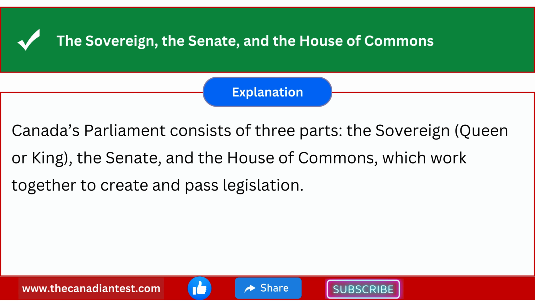The correct answer is the Sovereign, the Senate, and the House of Commons. Explanation: Canada's Parliament consists of three parts: the Sovereign, Queen or King, the Senate, and the House of Commons, which work together to create and pass legislation.